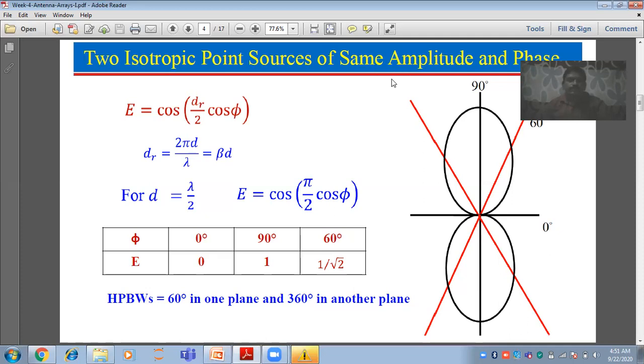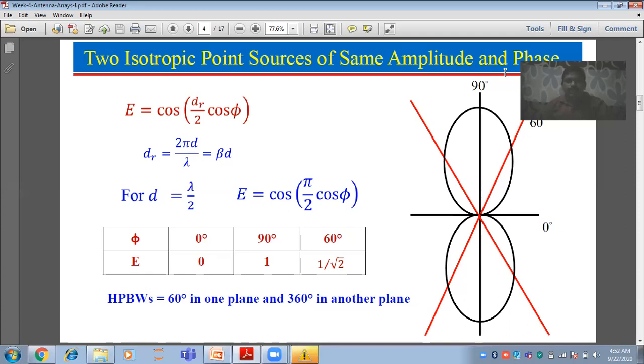We will study the remaining cases in the coming classes. The next case will be same amplitude and out of phase by 180 degrees. The currents are out of phase by 180 degrees, which generally means opposite polarity. Same amplitude and opposite polarity is the next case that we are going to study in the coming class.